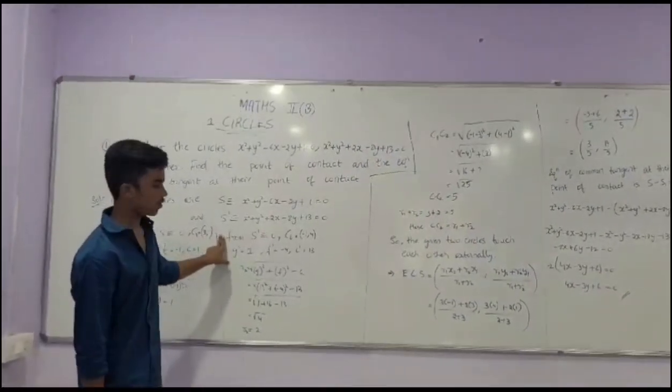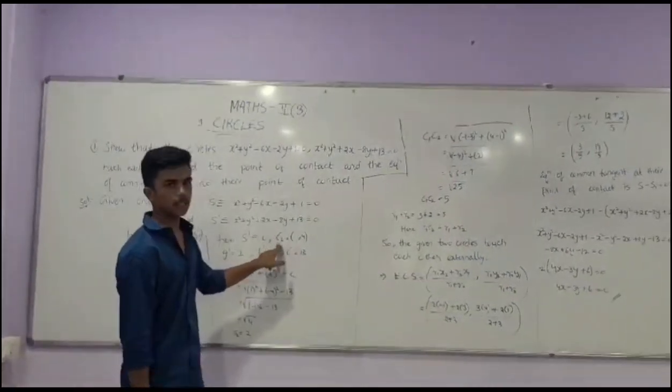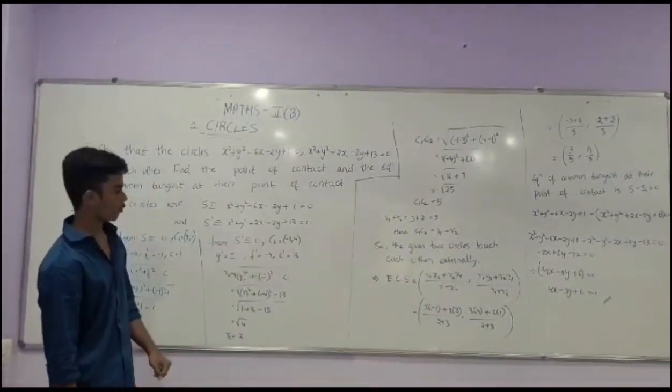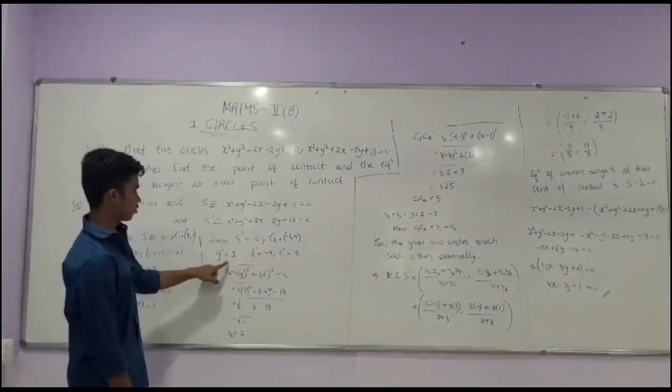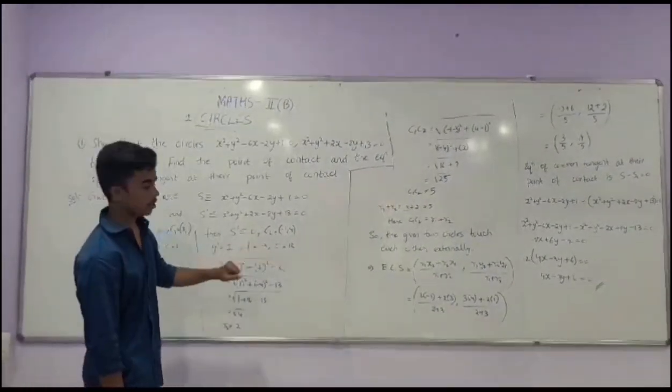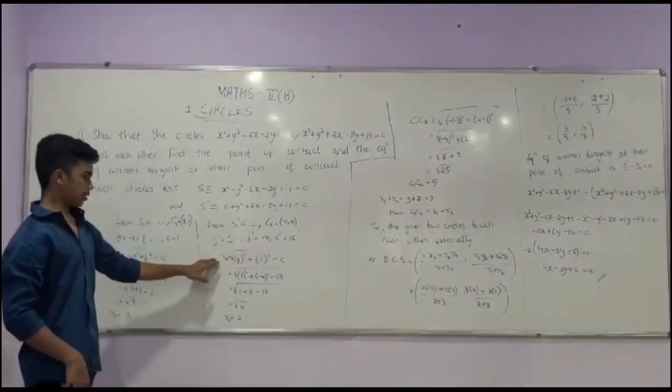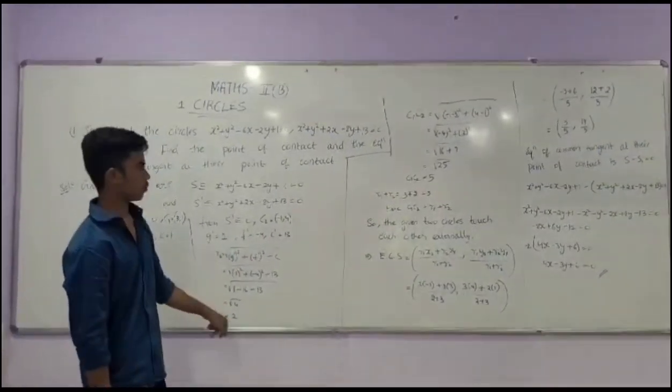And from the second circle equation, we get the center as C2 is equal to (minus 1, 4). And we also get the values of g dash, f dash and c dash. So they are 1, minus 4 and 13. So the second radius we get as root 4, that is 2.